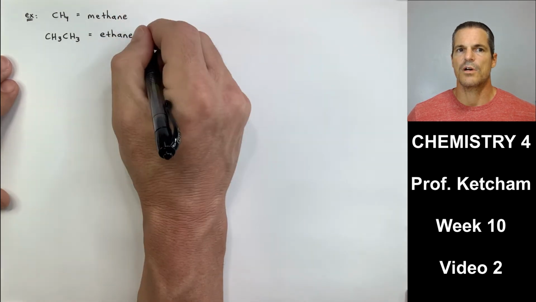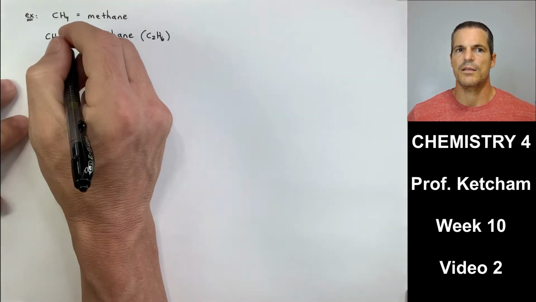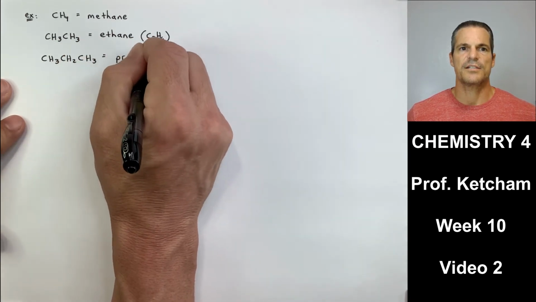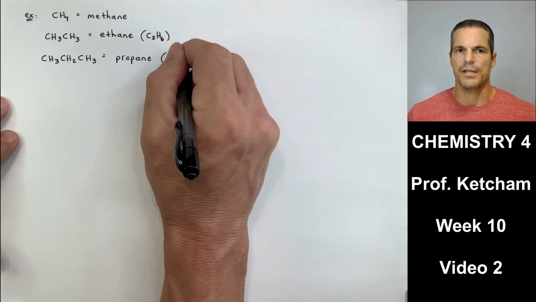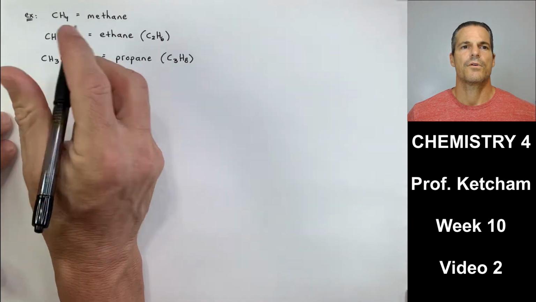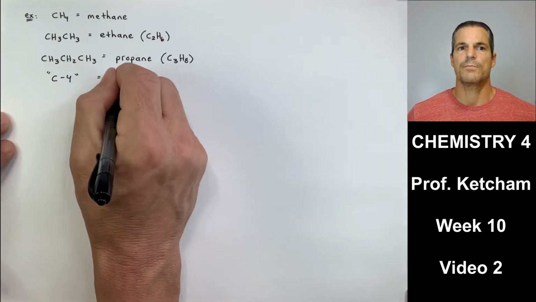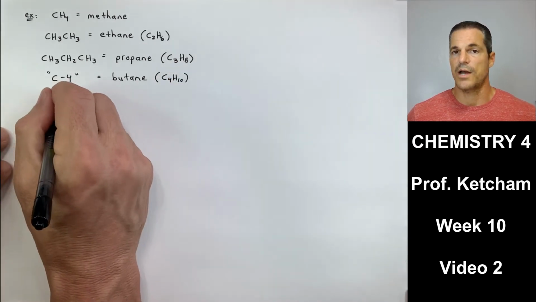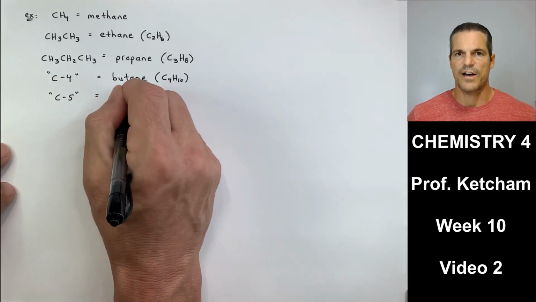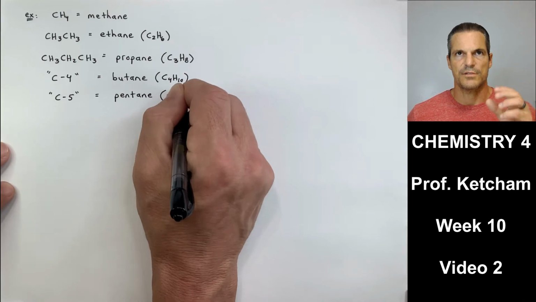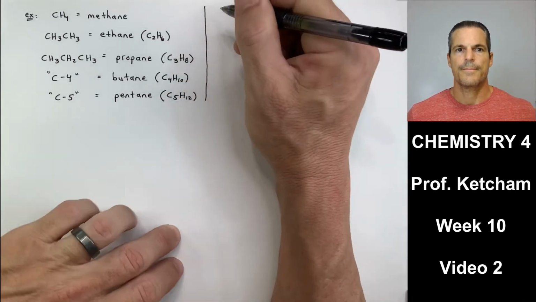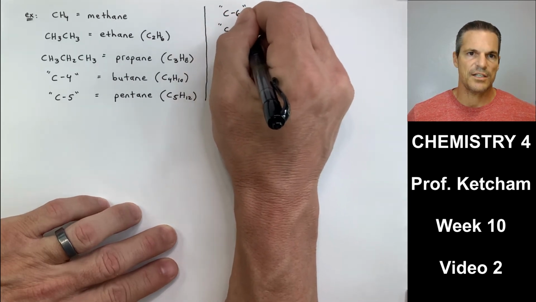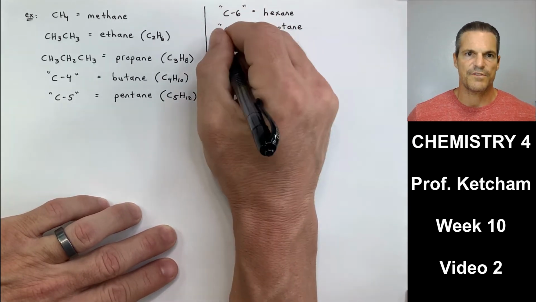Ethane is 2 carbons, CH3CH3 or C2H6. Next one, CH3CH2CH3, propane, 3 carbons. Fourth one is C4, that would be CH3CH2CH2CH3. You can get the idea of why I'm writing C4, C5. C5 will be CH3, CH2, CH2, CH2, CH3. But these guys are all C2H6, C3H8, C4H10, C5H12.